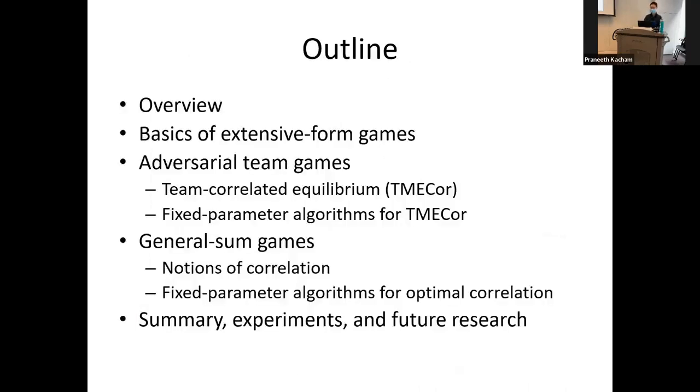Okay, let's get started. So first, here's a quick outline of the talk. I'll first give an overview of our main results, then I'll dive into definitions about extensive form games. Then I'll be presenting results about two different settings, actually: fixed parameter algorithms for adversarial team games and optimal correlation in extensive form games. These two problems turn out to be very related, and I'll explain why as we go along. And finally, I'll summarize, talk a little bit about some experiments and some future research. Okay, let's start with an overview.